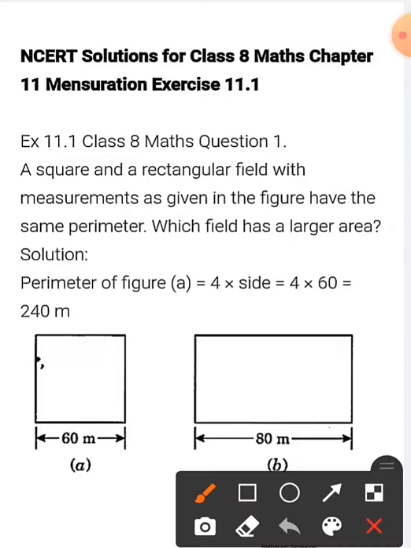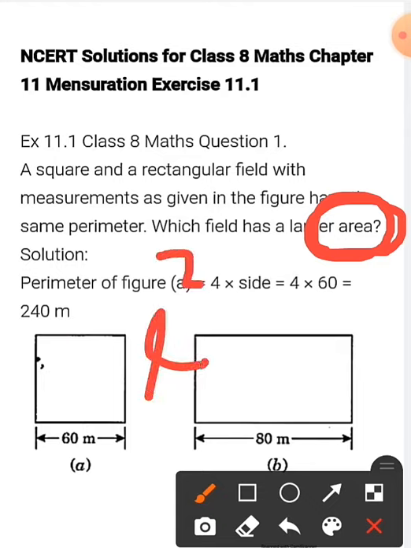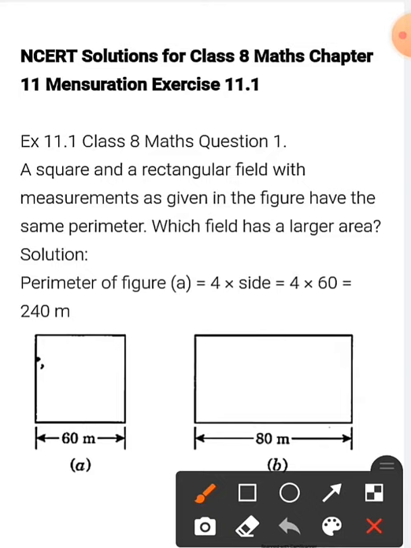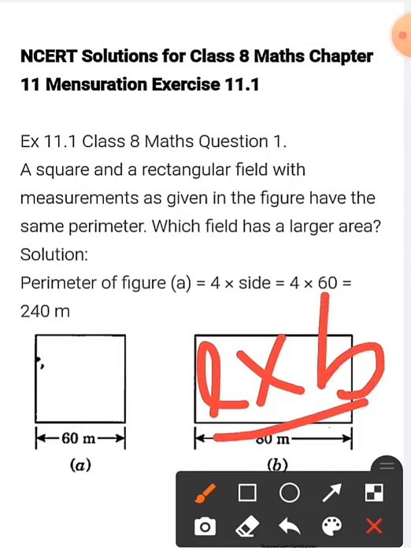So first of all, for finding area, we need to recall the formula for area of square. Area of square is length into length, L square, or you can write L into L, length into length, or side into side, whichever you can use. And area of rectangle is length into breadth. So the formula for area of rectangle is length multiplied by breadth.